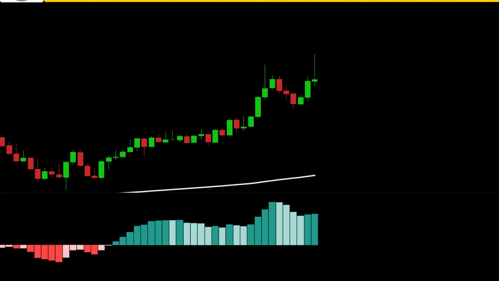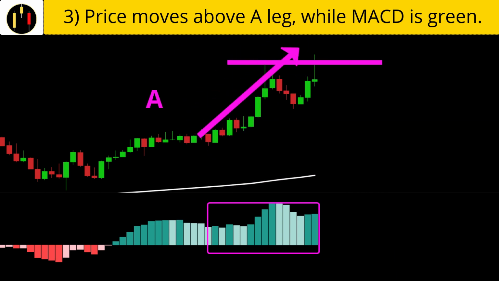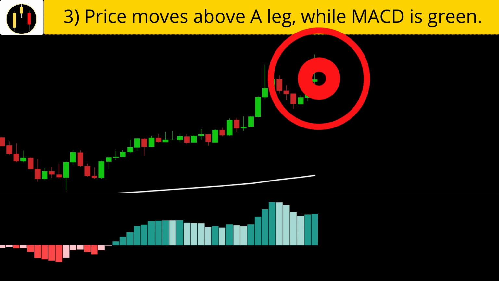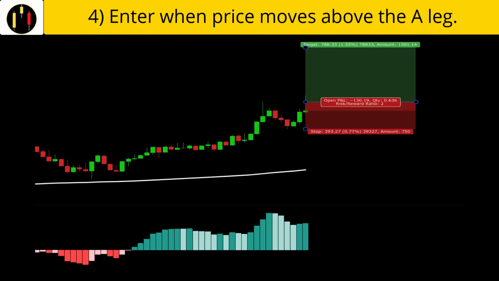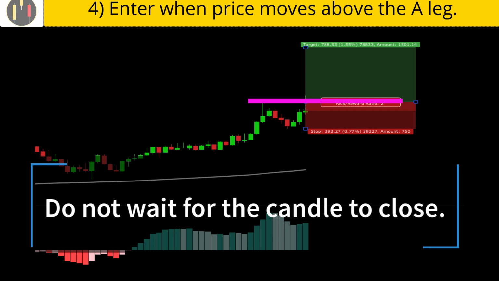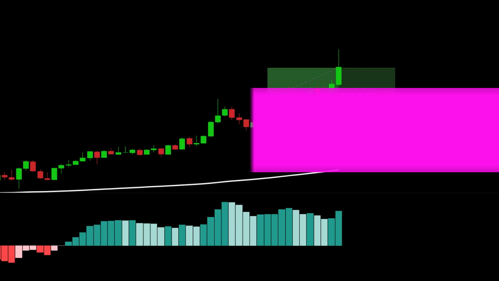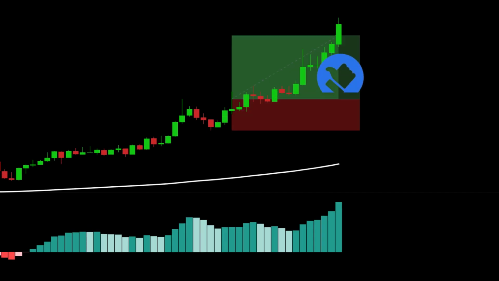Third, price must move above the top of the A leg while the MACD has been over the zero line for the entire pattern. All of that happens on this candle here. That is our trigger candle. Enter when price moves above the A leg, and do not wait for the candle to close. We place the stop below the B leg and target 1 to 2. When 1 to 1 is hit, move the stop to break even, and this one hits 1 to 2.